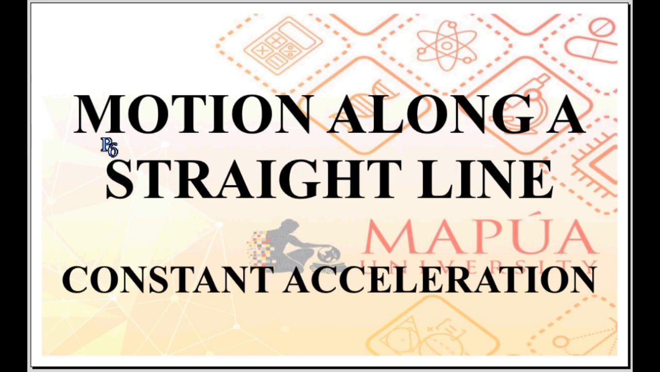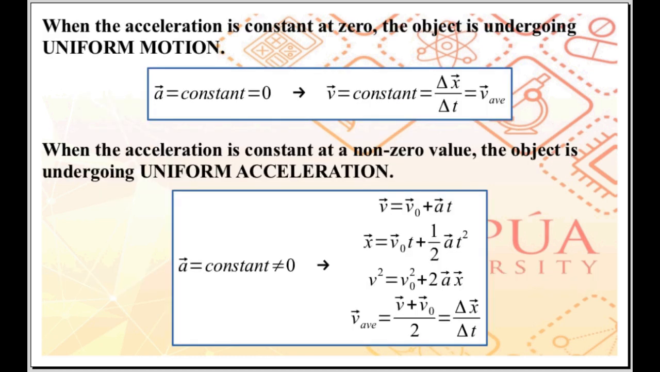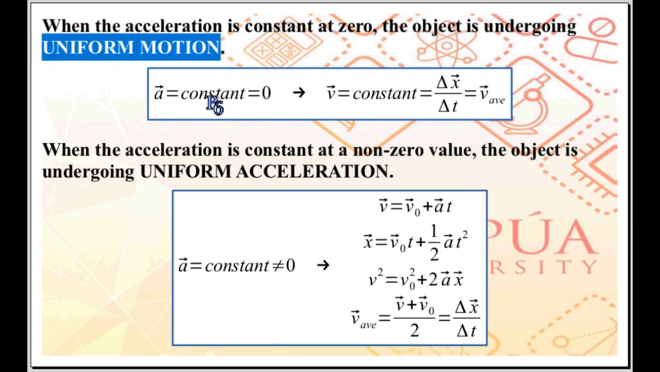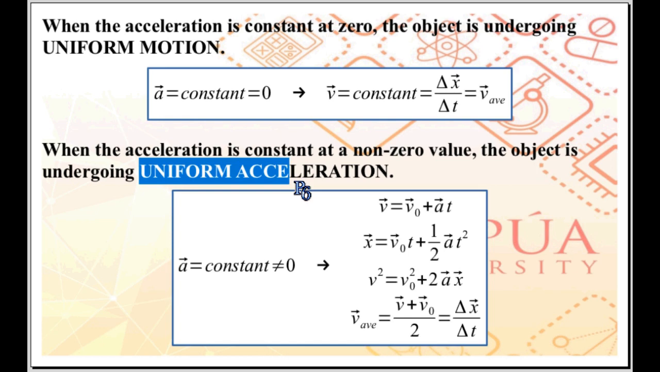Continuing on with our discussion on the topic of motion along a straight line, or kinematics, let's now go over the concept of constant acceleration. When the acceleration is constant at zero, the object is said to be undergoing uniform motion. On the other hand, when the acceleration is constant, but this time at a non-zero value, you have uniform acceleration.